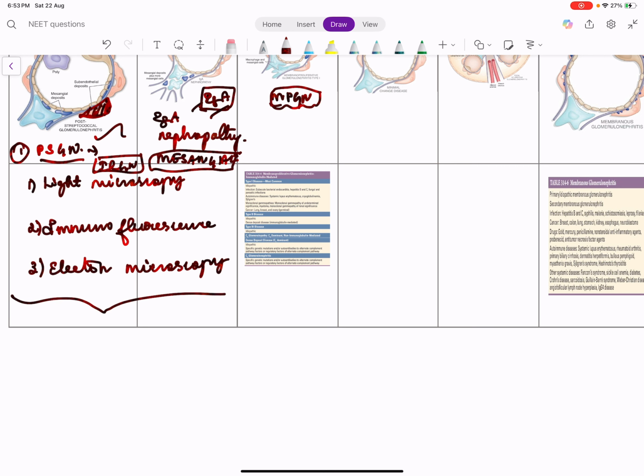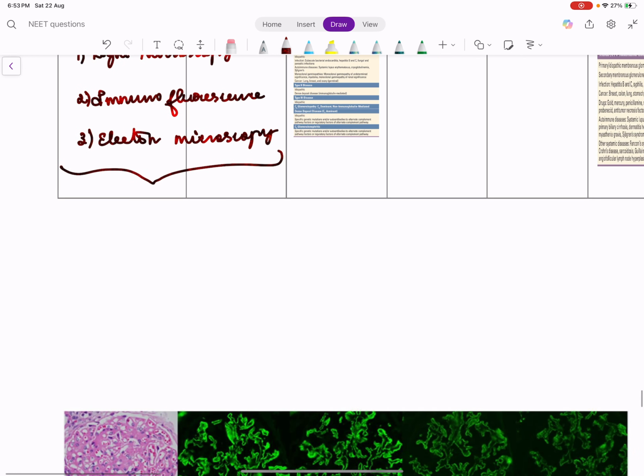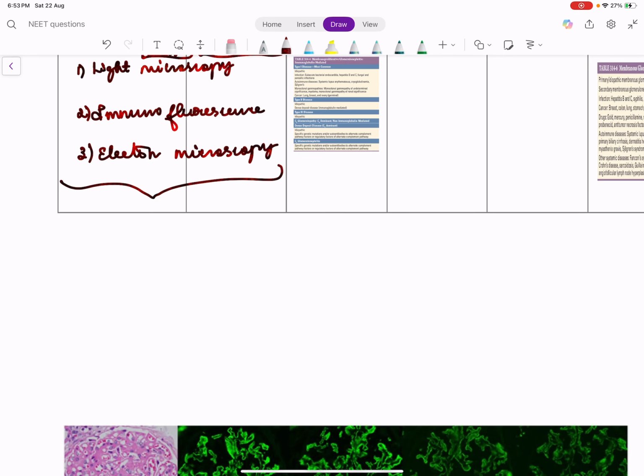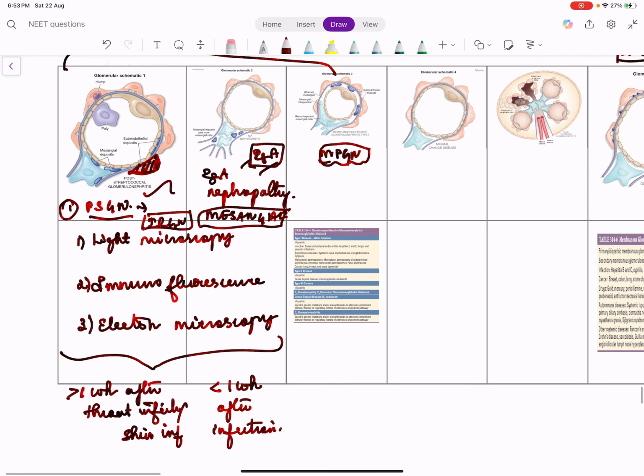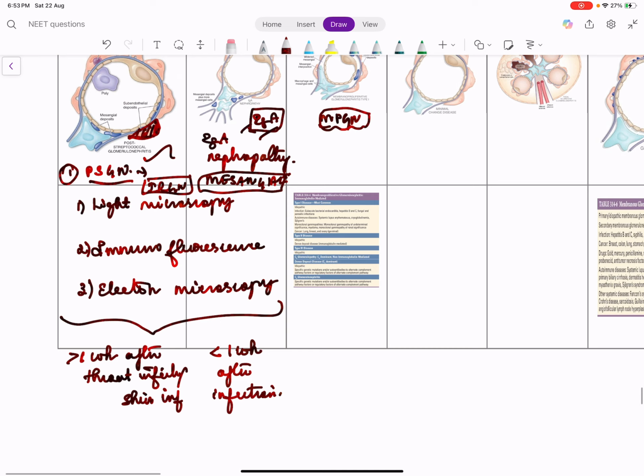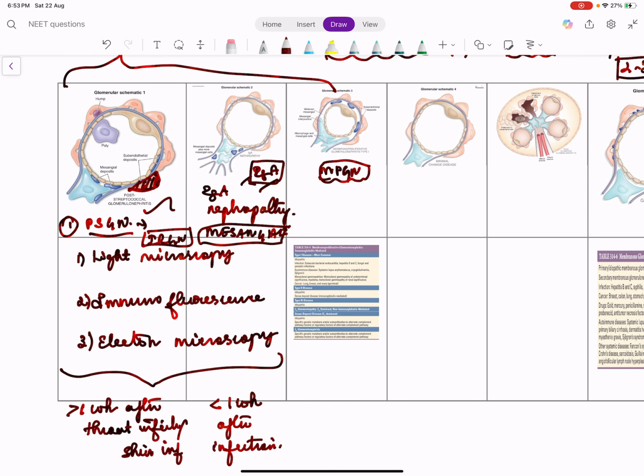So clinically we can differentiate PSGN and IgA like this. Usually post-streptococcal glomerulonephritis occurs more than 1 week after a streptococcal throat infection or a skin infection. Whereas IgA nephropathy occurs less than 1 week after infection. Right? So if there is hematuria or edema within 1 week of an infection, it is usually IgA nephropathy. If it is occurring more than 1 week after, it is usually post-streptococcal glomerulonephritis.